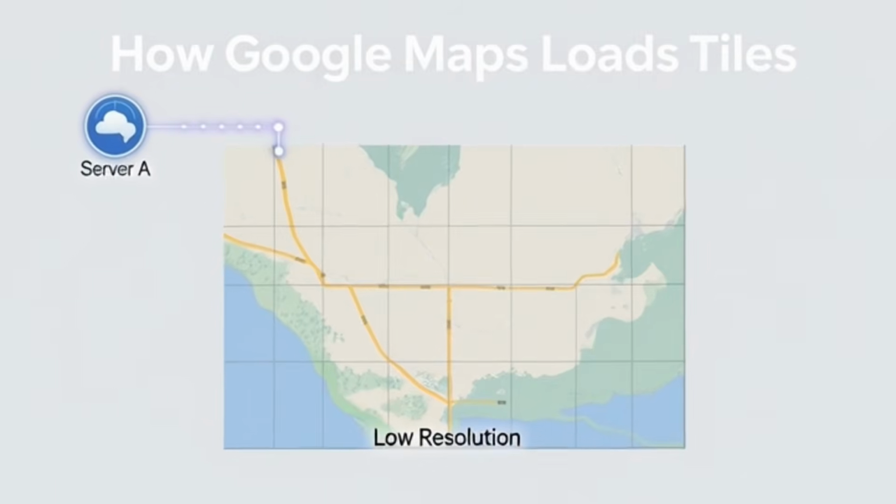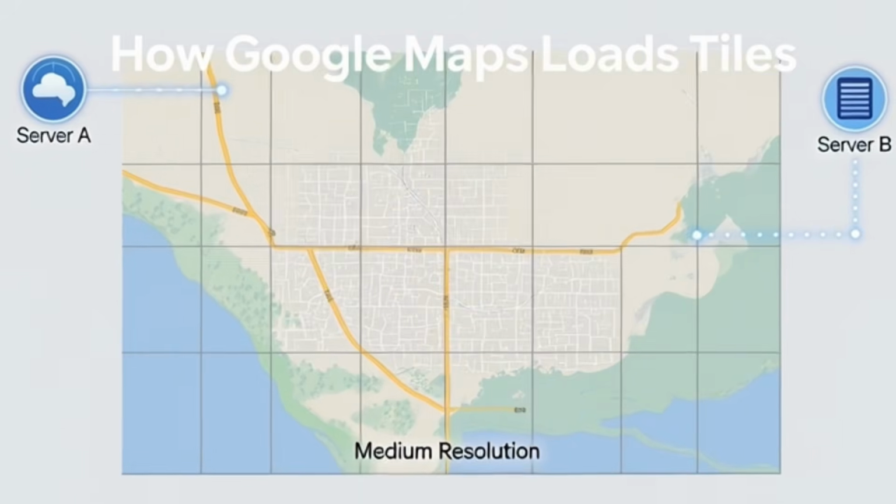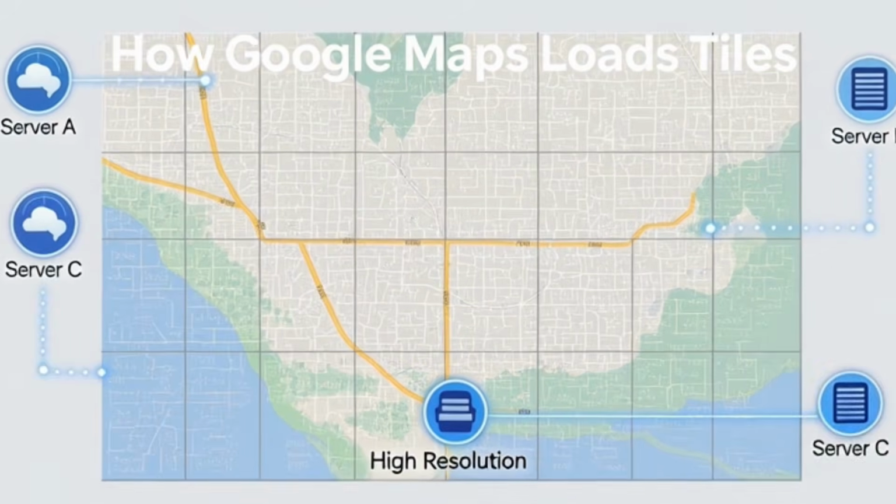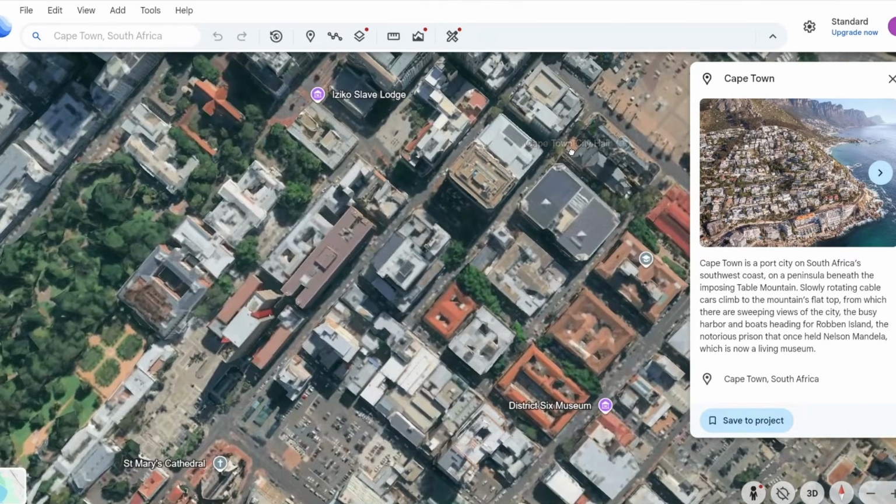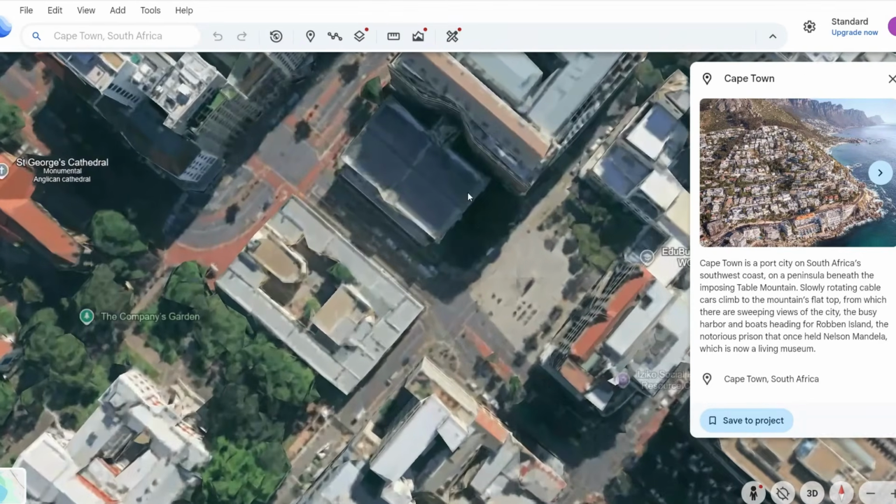So once that is done, Google doesn't just load one huge image. It loads tiles that come from different servers with different resolutions. So what happens as you zoom in, we load the higher resolution tiles. But images alone do not create depth.